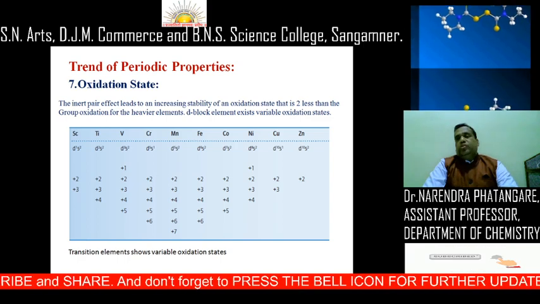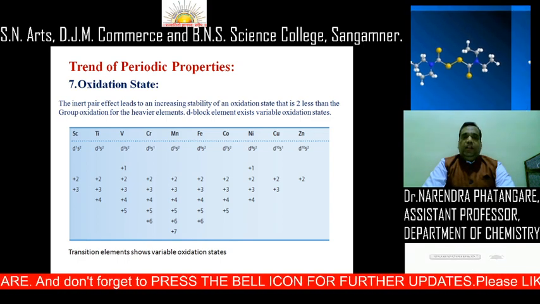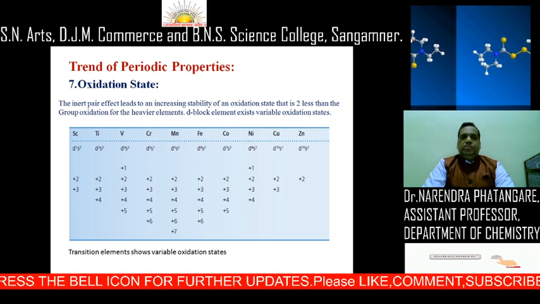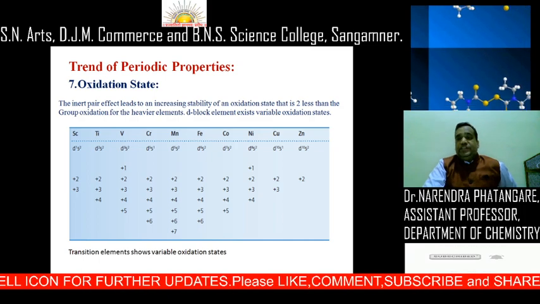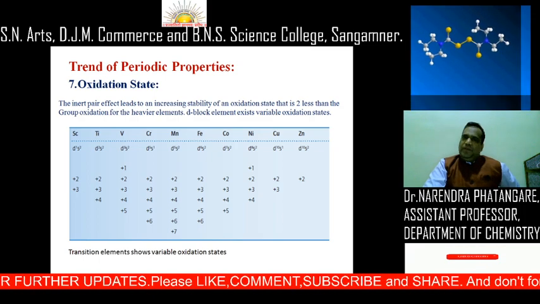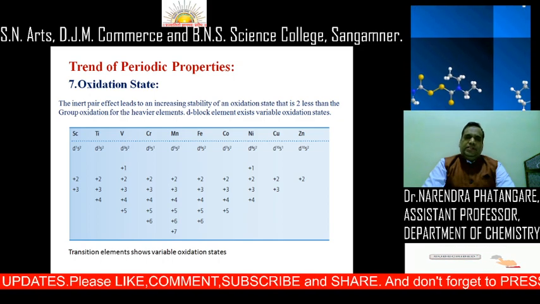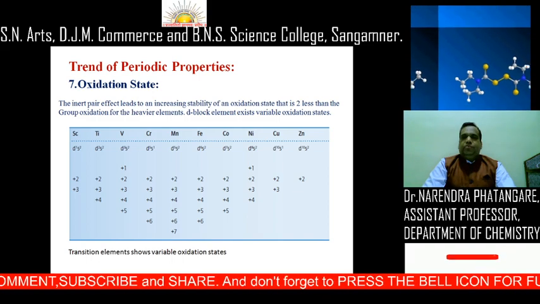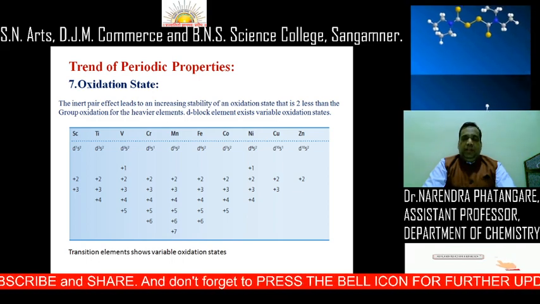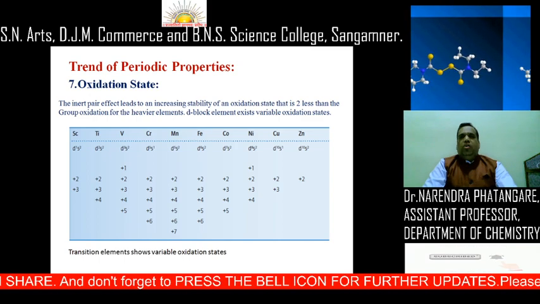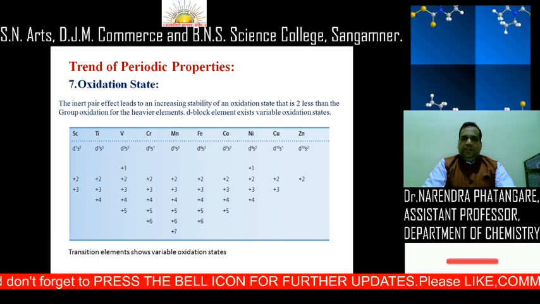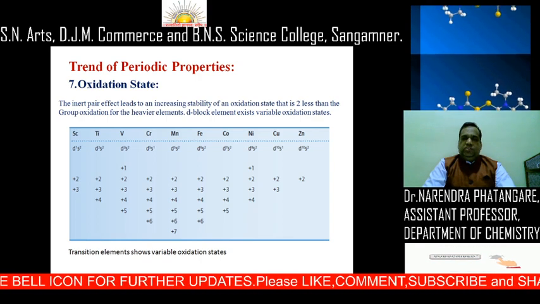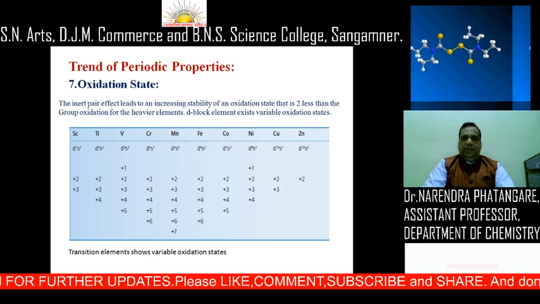Then the important property is the oxidation states. The inert pair effect leads to an increasing stability of the oxidation state that is 2 less than the group oxidation state for the heavier elements. D block elements exist in variable oxidation states from +2 or +3. I have shown you on your desktop that scandium to zinc is the first row of transition elements. They have variable oxidation states depending on the number of electrons present in their outermost orbitals. And among them, manganese has shown the maximum variable oxidation state, from +2 to +7, right?